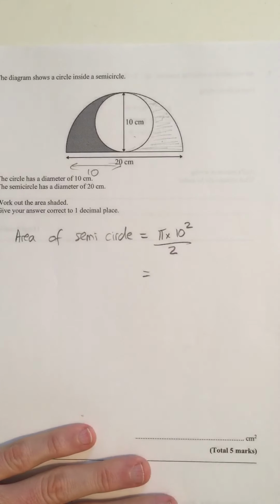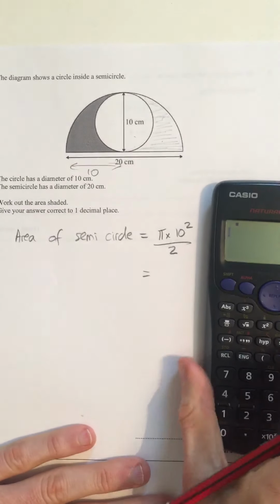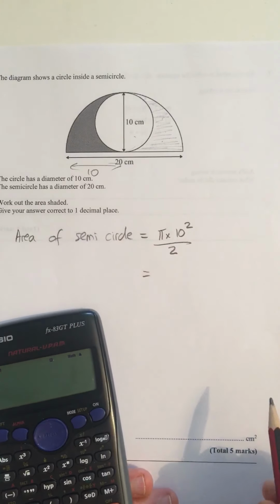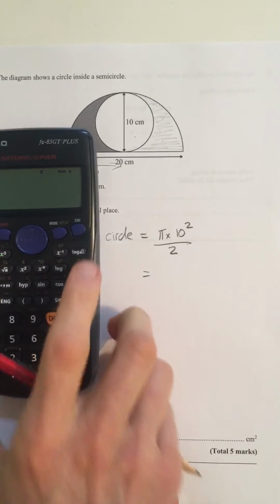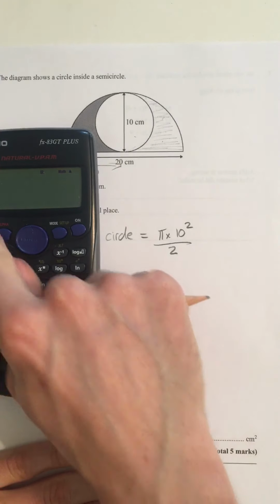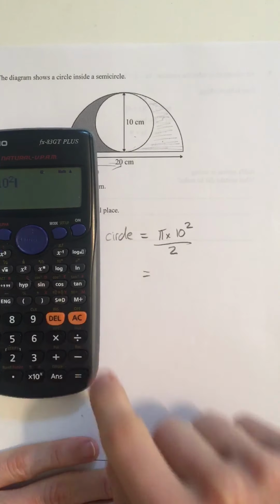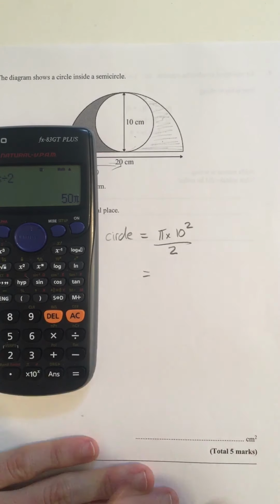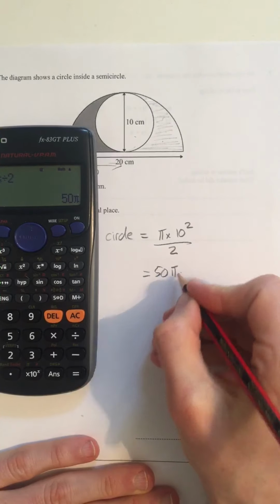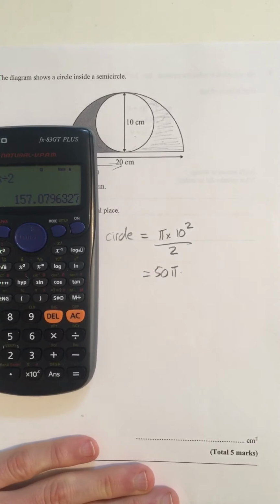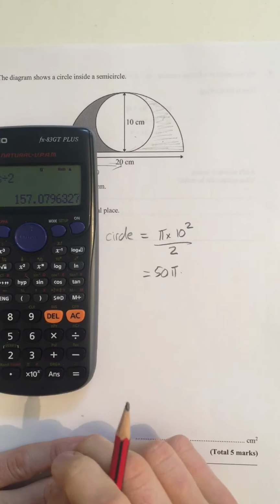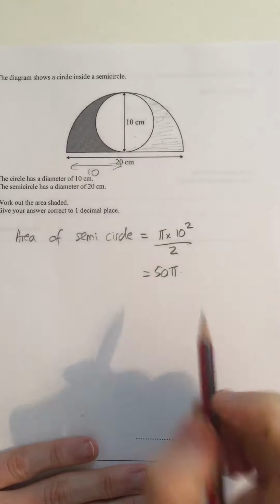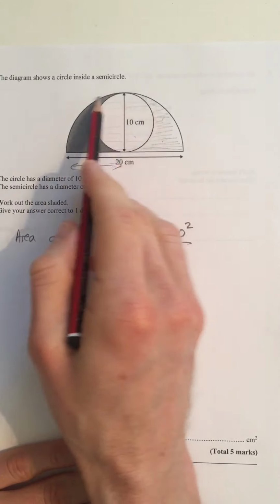If we do that, we don't actually need to use a calculator here. So we've got pi times 10 squared, which is 100 pi, divided by 2, which is 50 pi. I'm going to leave it as 50 pi here. You could write it down in its decimal form, but 50 pi is exact, so that's how I'm going to leave my answer for now. Okay, so that's the area of the semicircle, so that's all of this.